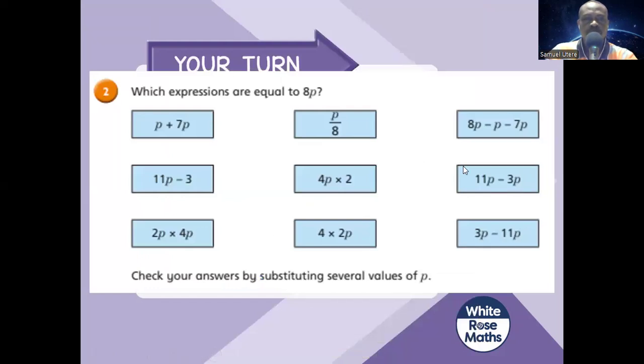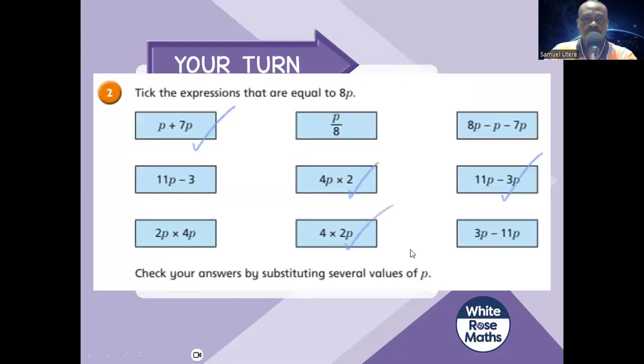And then here, you say which expressions are equal to 8p? All right, which expressions are equal to 8p? So remember, you can check your answer by substituting several values of p. So you can take any number, 1, 2, 3, 0.1, just to check. And these are the expressions. All right, so p plus 7p is 8p, 4p times 2 is 8p, 4 times 2p, these are commutative, then that one. Okay, these are equivalent expressions but written in a different form.